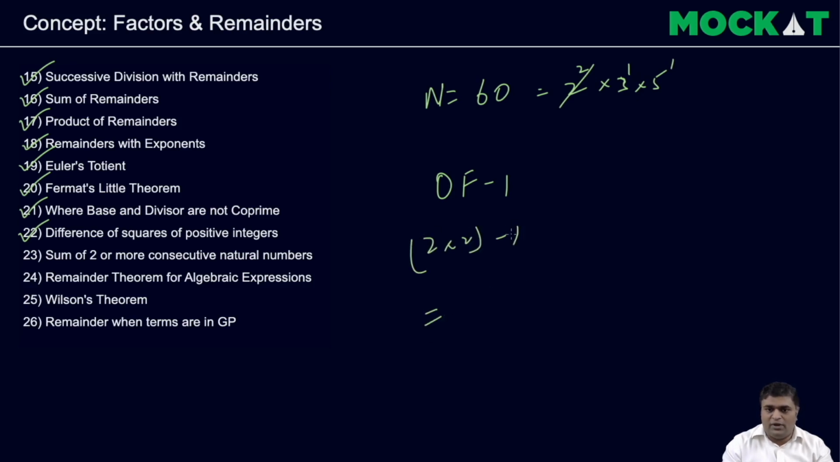And then subtract a 1, because the smallest odd factor of 1 should not be considered, because it has to be the sum of 2 or more consecutive natural numbers. So 4 minus 1 and we get 3. So 3 is the answer for this.